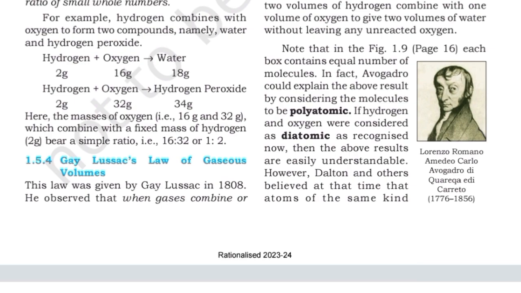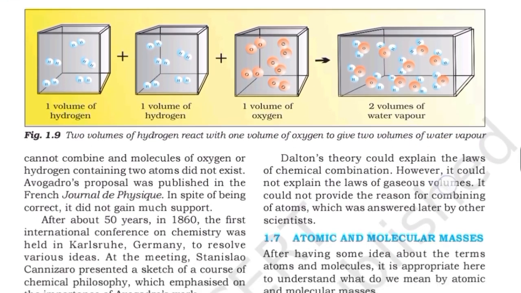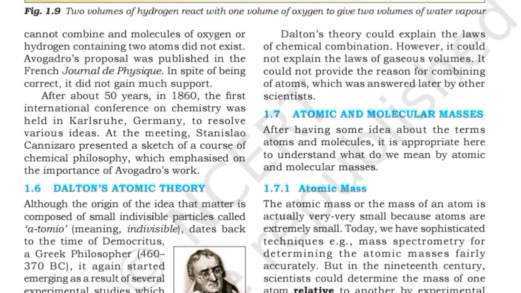In fact, Avogadro could explain the above result by considering the molecules to be polyatomic. If hydrogen and oxygen were considered as diatomic, as recognized now, then the above results are easily understandable. However, Dalton and others believed at that time that atoms of the same kind cannot combine and that molecules of oxygen or hydrogen containing 2 atoms did not exist. Avogadro's proposal was published in the French journal de Physique. In spite of being correct, it did not gain much support.